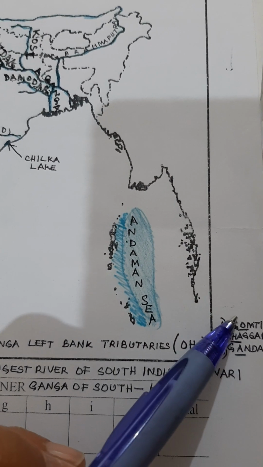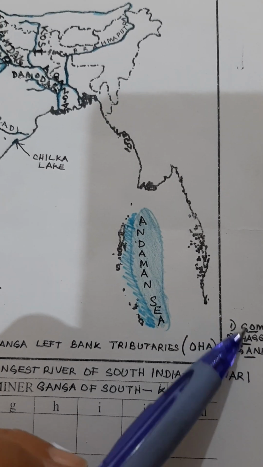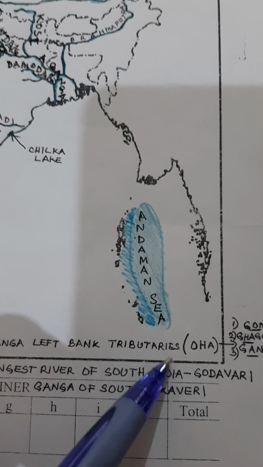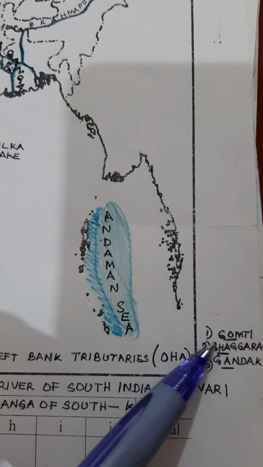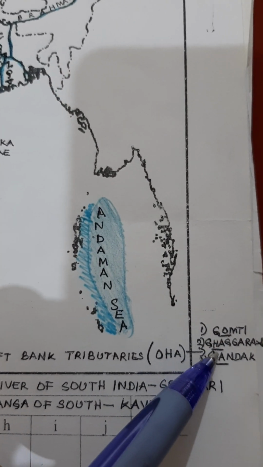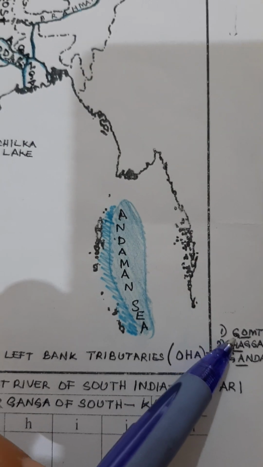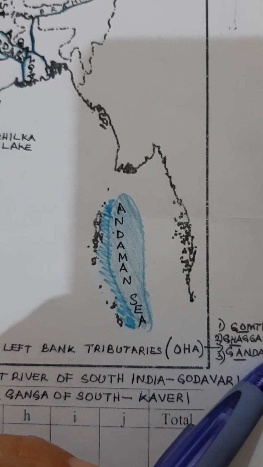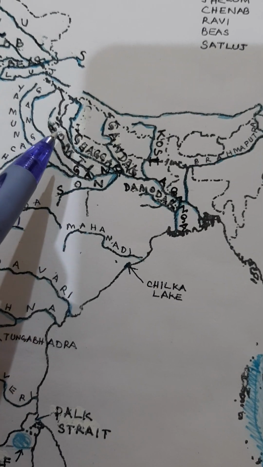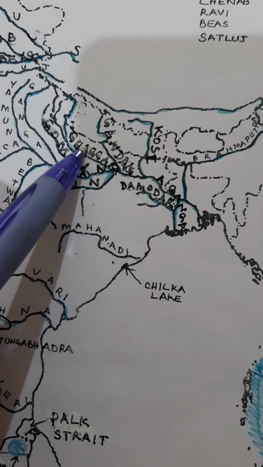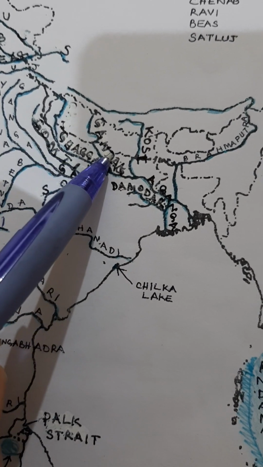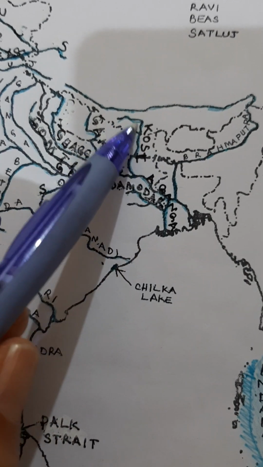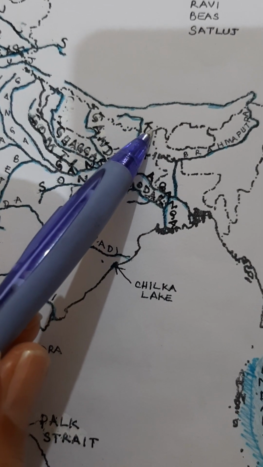So here what we do, you write G. 3 G's we write, one after the other. After that we just put this OHA. You will notice here it is O, it is H and it is A here. So Gomti, Ghagra, Gandak. That's left to right. So the first one after Ganga is Gomti, next is Ghagra, next is Gandak. And it's easy to remember this river because the name starts with K, Kosi.